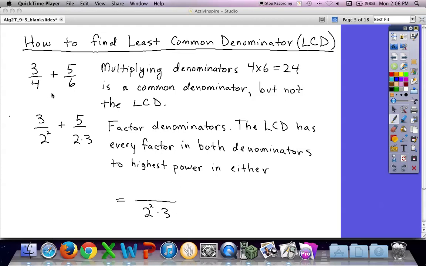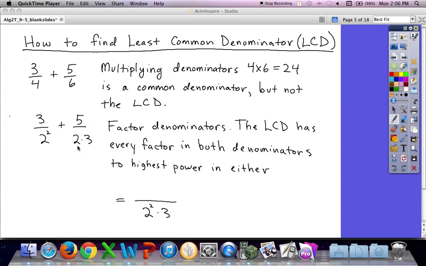Is that the least number that both 4 and 6 divide into? 12. And if you're good with your multiplication tables, you know that instantly. Not everybody is. So we need a process. And we're going to practice it first on this before we go to the rational expressions. But if I had to add these two fractions, the first step would have been to factor, or write the denominators as their prime factors. 4 is 2 squared. 6 is 2 times 3.